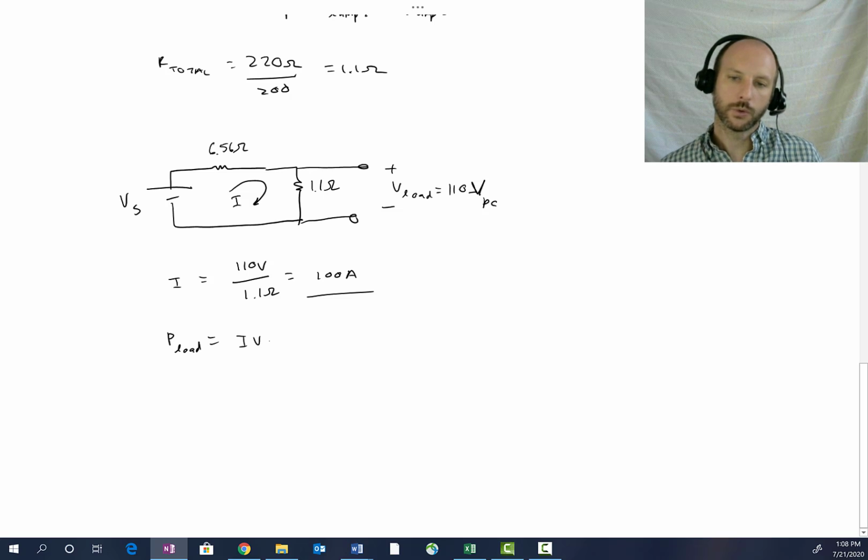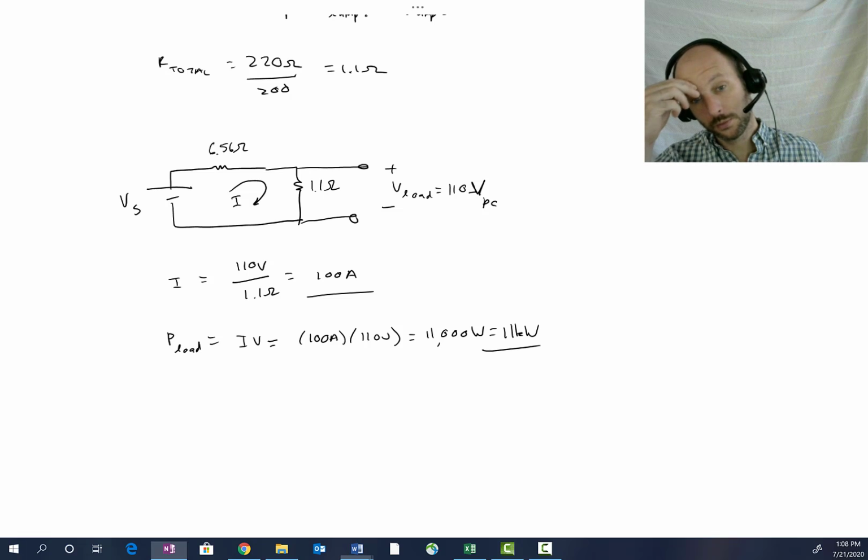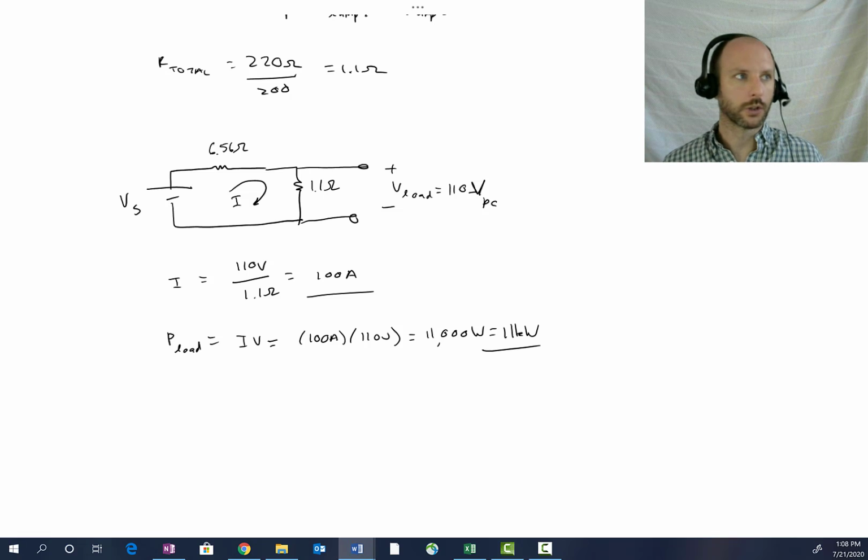We can also, for later calculations, calculate how much total power is being consumed by those lighting loads. It's just the current times the voltage, so 100 amps times 110 volts is 11 kilowatts. So that gives us how much power is actually delivered to the load.